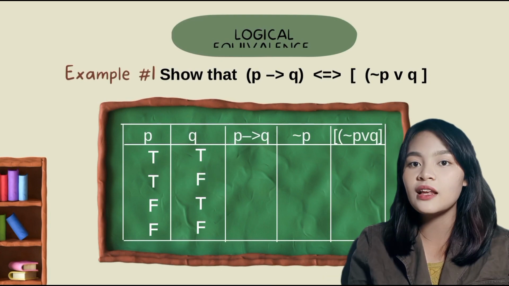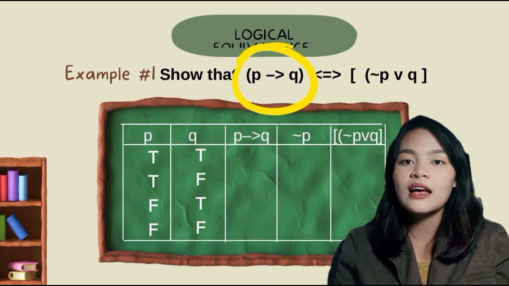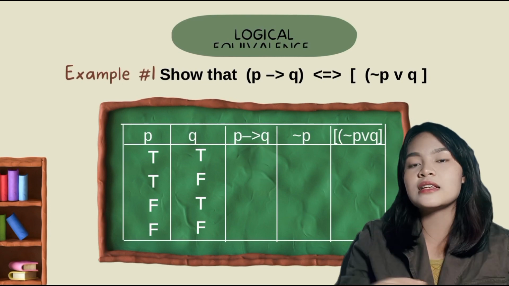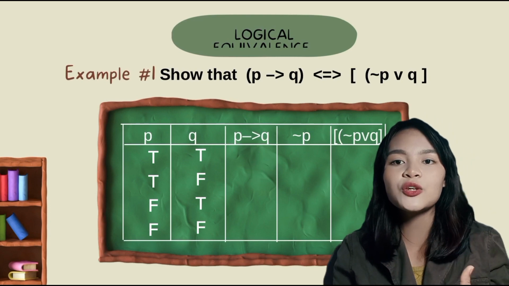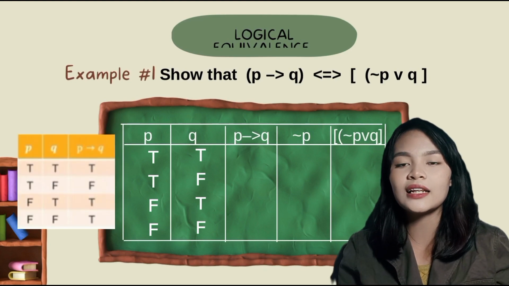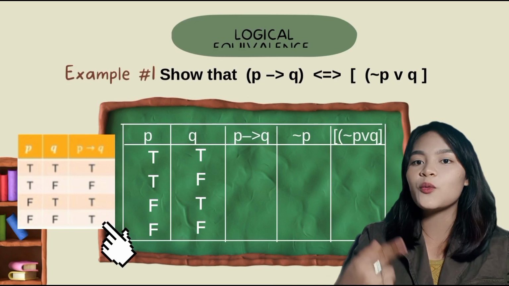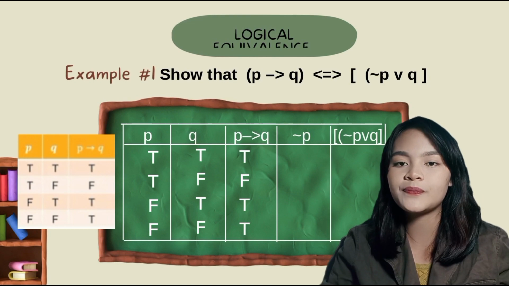So, let's proceed sa pagkuha nitong nasa left side, and that is P implies Q. So, this is a conditional statement, right? So, kuhanin natin yung truth tables ng conditional statement. So, ayan. Copy natin tong value na to. And, now, we have true, false, true, and true.